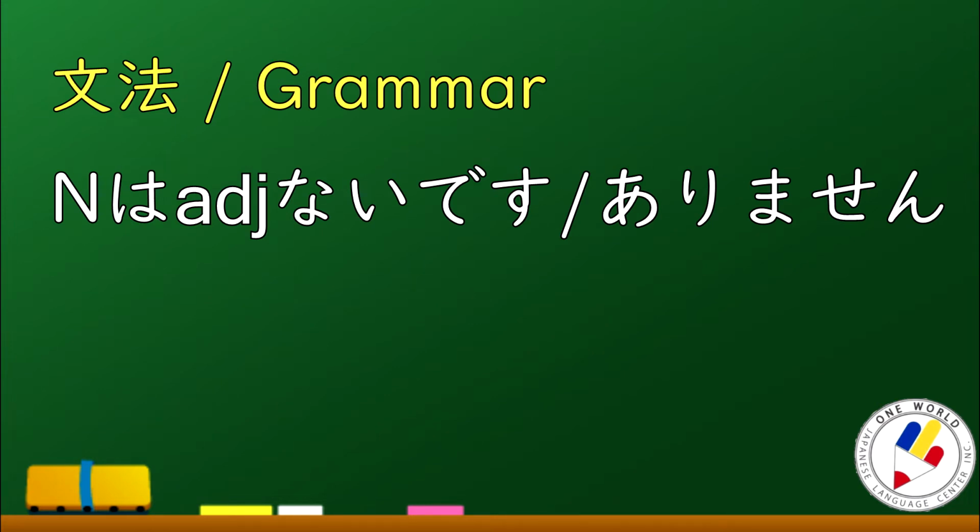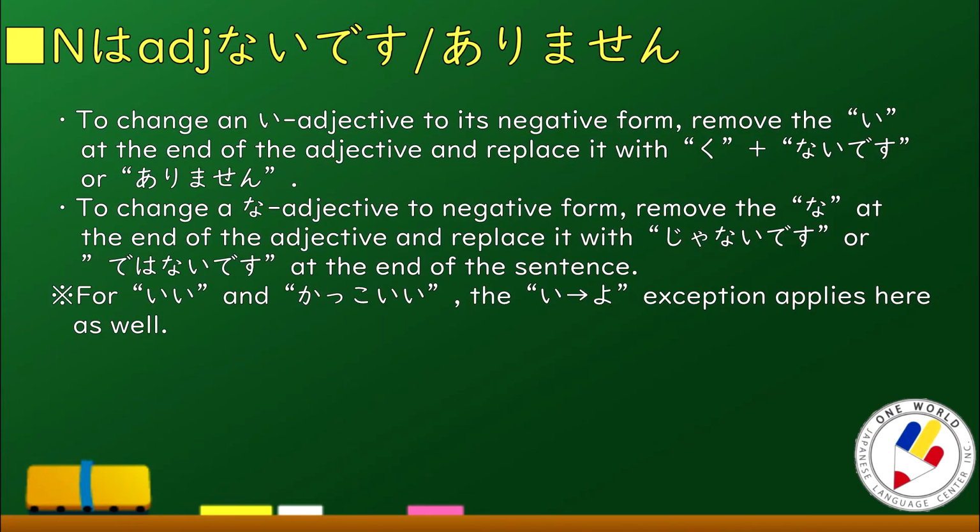Let's study noun wa, adjective nai desu or arimasen. To change an I adjective to its negative form, remove the I at the end of the adjective and replace it with ku plus nai desu or arimasen. To change a na adjective to negative form, remove the na at the end of the adjective and replace it with janai desu or dewanai desu at the end of the sentence.